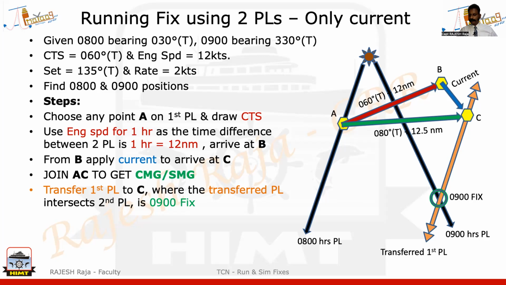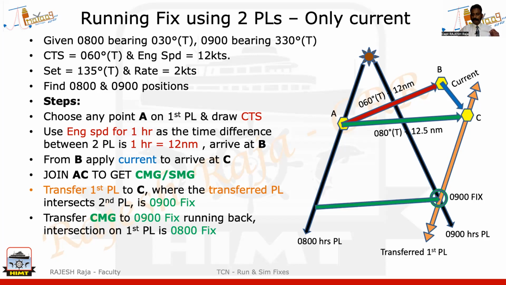Now you'll have to be careful. I want to find the 8 o'clock fix. So what should I transfer? How do I get the 8 o'clock fix? I've been telling this again and again. The position of the vessel is always found only on the CMG track. So you already have a position here at 9 o'clock. That means you should transfer only the CMG track at 9 o'clock.